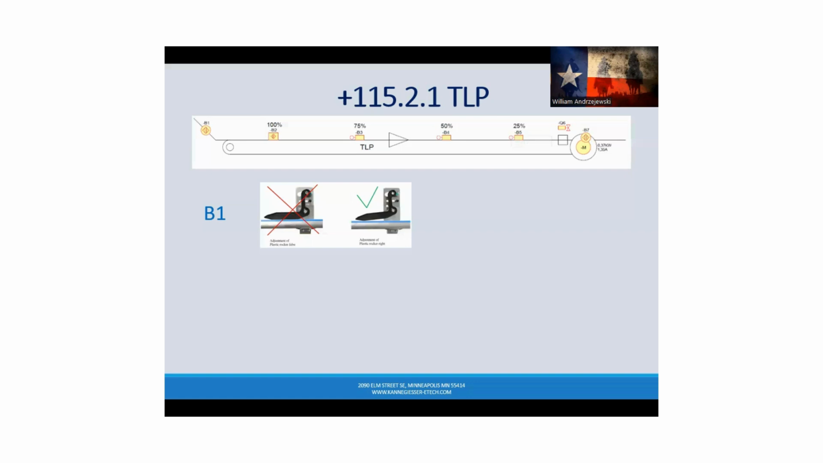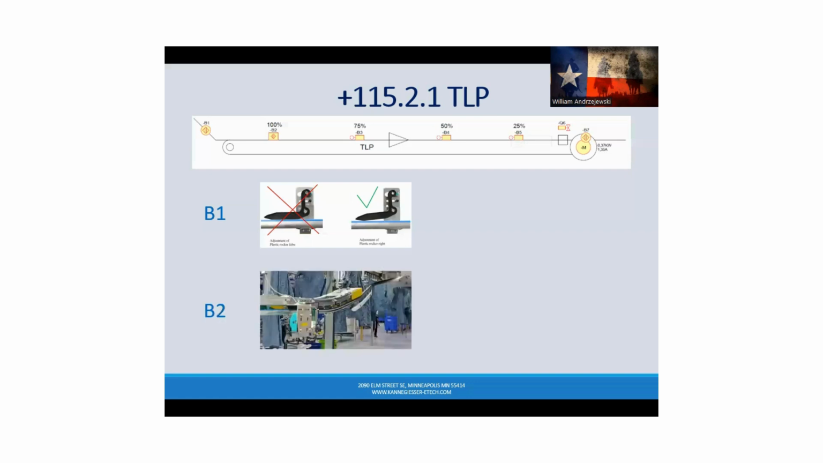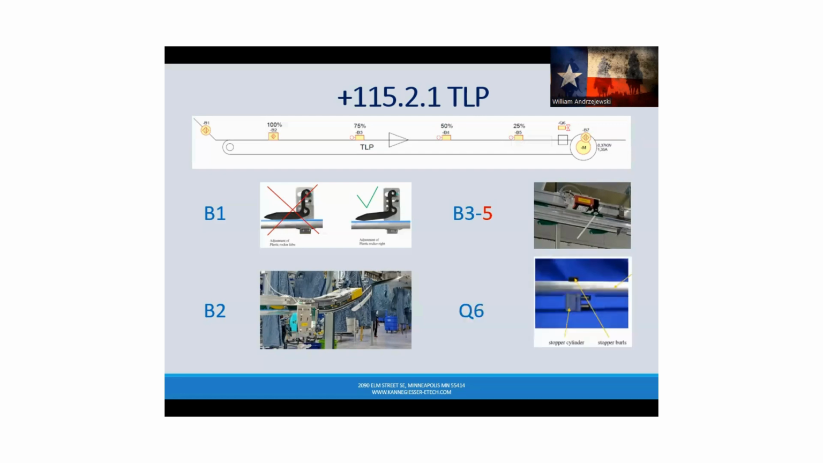B2, the full sensor, is going to be this 90 mil sensor that's over here. The B3, 4, and 5, those are a whisker type switch. And then the Q6, the stopper, it's right here. So they got a little button that pops up and the hangers can't flow, and then they build up the buffer in that area.